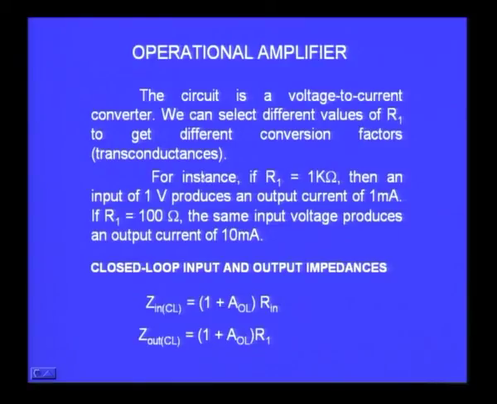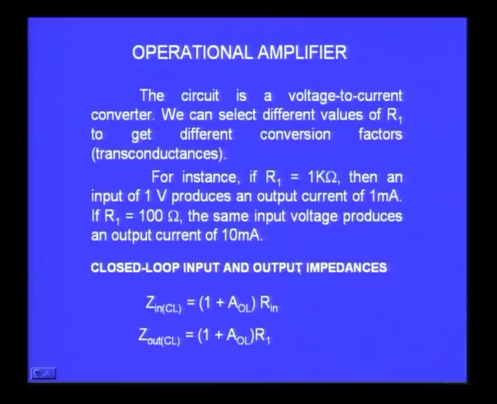I have given an example here. If R1 is equal to 1 kilo ohm, an input voltage of 1 volt will produce a current of 1 volt by 1 kilo ohm, V in by R, that is equal to 1 milliampere. So you get a 1 milliampere current at the output, and if I have 100 ohms instead of 1k, the output current will be 10 times more, or 10 milliampere.